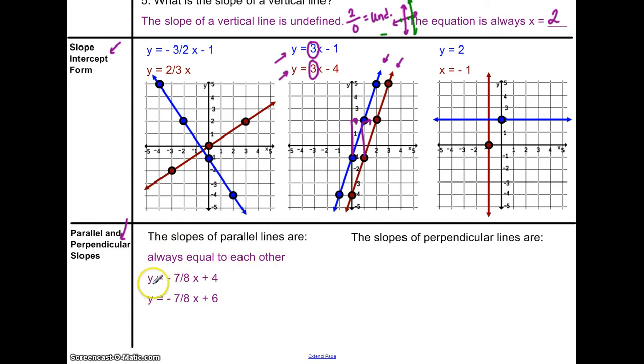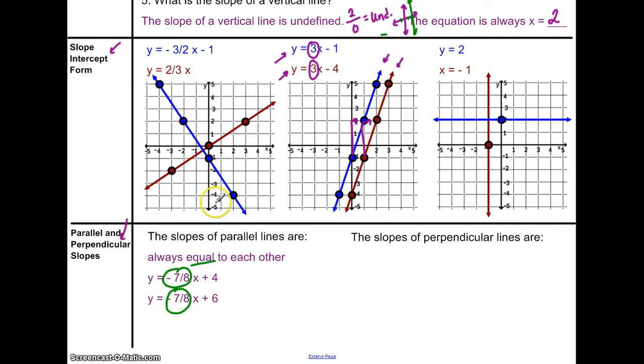So I've put a quick example here. Y equals negative 7/8 x plus 4 and y equals negative 7/8 x plus 6. It doesn't really matter what the y-intercept is. That'll just control how close or how far apart our parallel lines are. But to make them parallel, they've got to have the same slope, equal slopes.